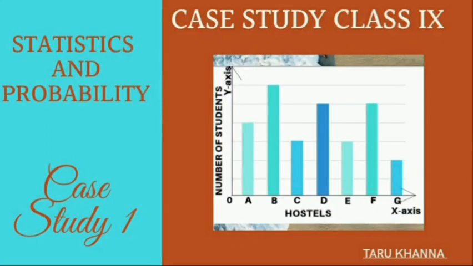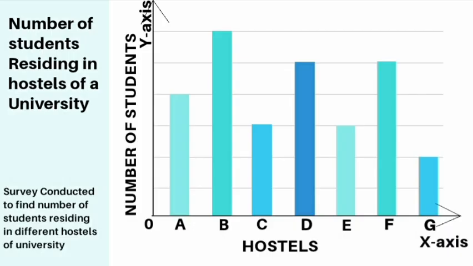Hello everyone. I have this first case study for you, which is from the chapter Statistics and Probability. So, students of class 9, this is the bar graph for you. It is given to you, and the number of students residing in hostels of a university are marked. The survey was conducted to find the number of students residing in different hostels of a university.